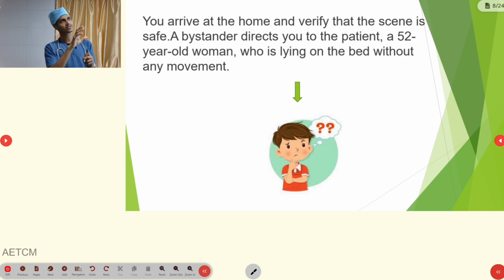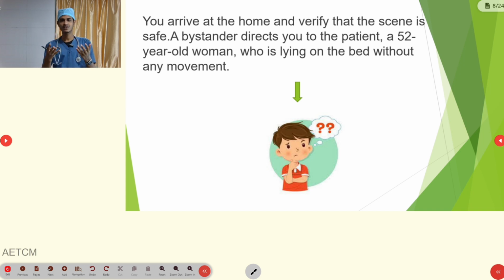directs you to the patient, a 52-year-old woman who is lying on the bed without any movement. This is the initial 10-second assessment, or initial impression. You are seeing the person in a completely unresponsive state. In non-medical terms, the person is lying on the bed without any movement.